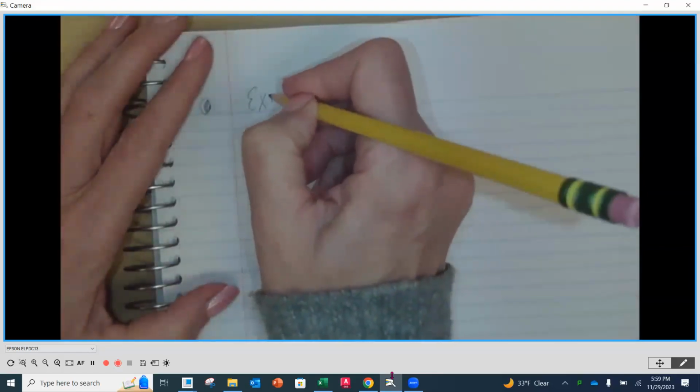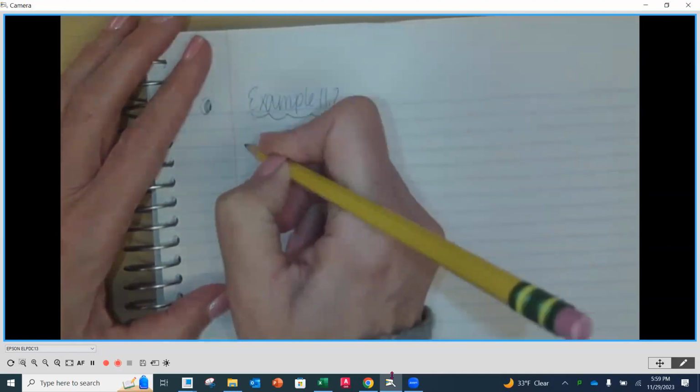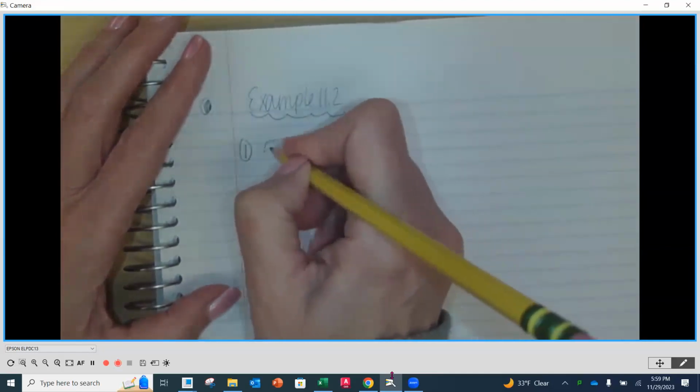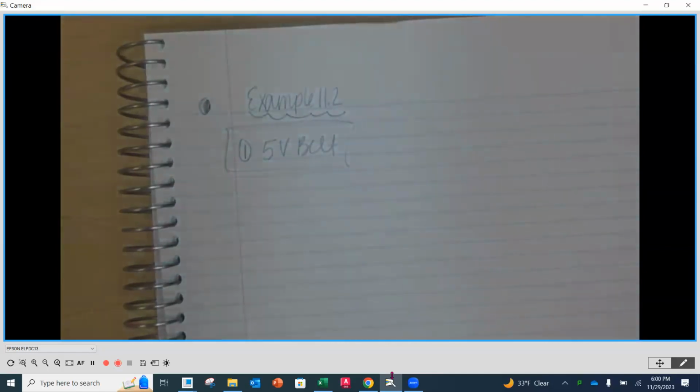So this is example 11.2. And step number 1 is 5V belt. Okay. That's one of our answers.